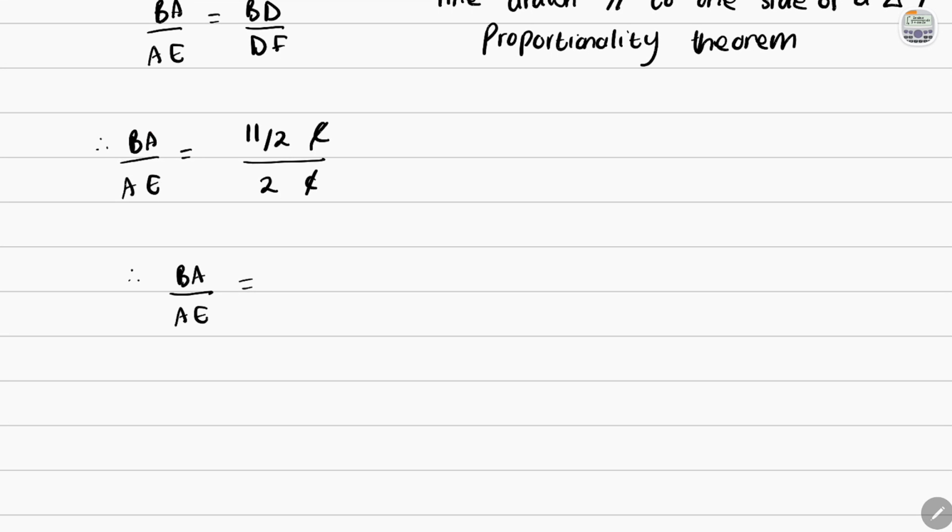Okay, so finally, what is 11 over 2 divided by 2? You know that if you divide using a calculator or by head, it is going to be 11 over 4 because you're saying 11 over 2 divided by 2.